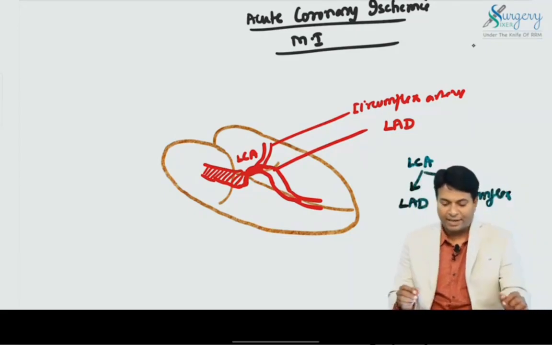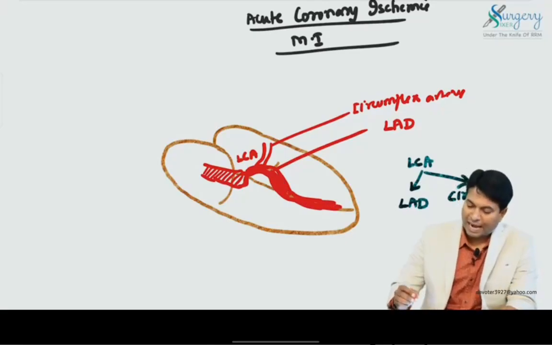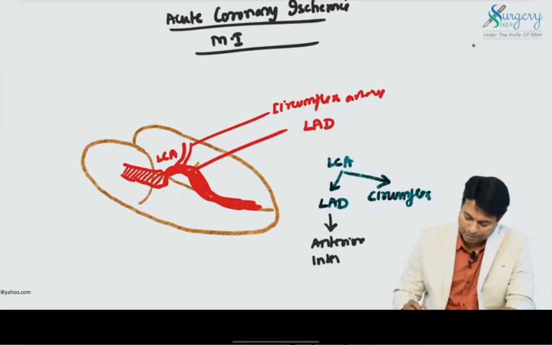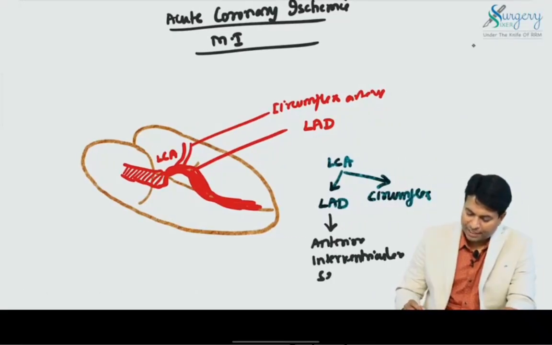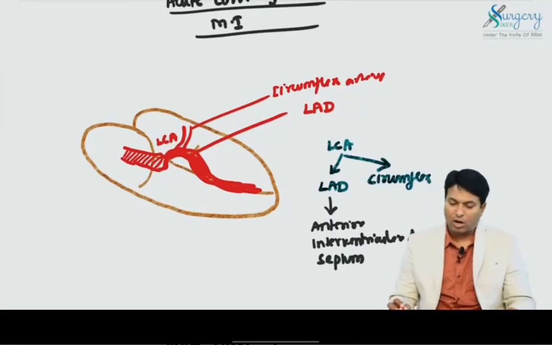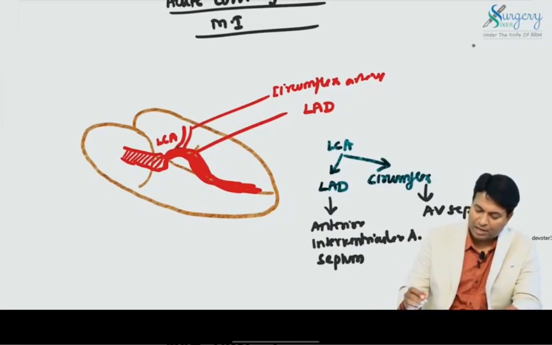Can you tell me where the left anterior descending artery is running in the picture? It is running on the anterior interventricular septum. So therefore, it is also known as the anterior interventricular artery. The circumflex artery is running in the atrioventricular groove, like this.